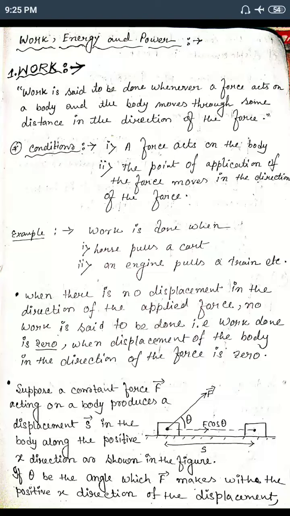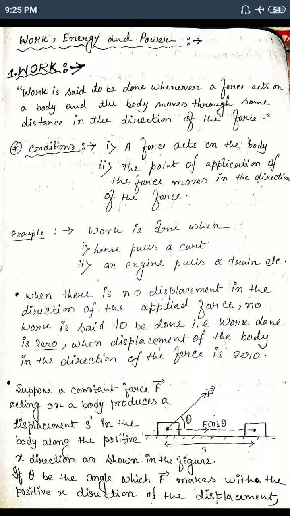Work means that whenever we apply a force on an object, and that object is displaced from its position, that means it moves a certain distance in the direction of the applied force, then that is called work, or we can say that work has been done by that object.